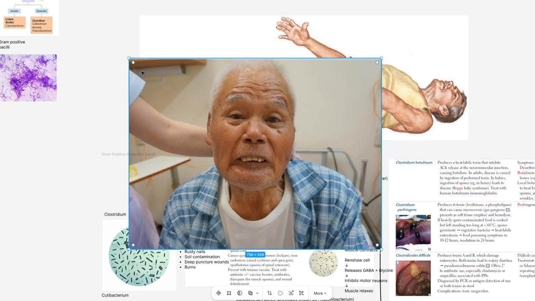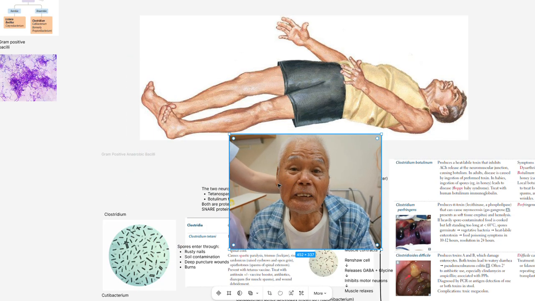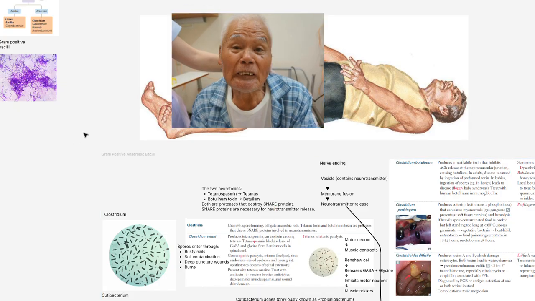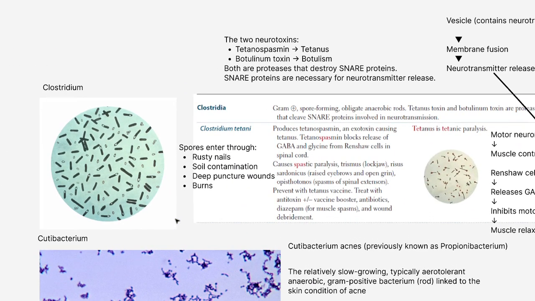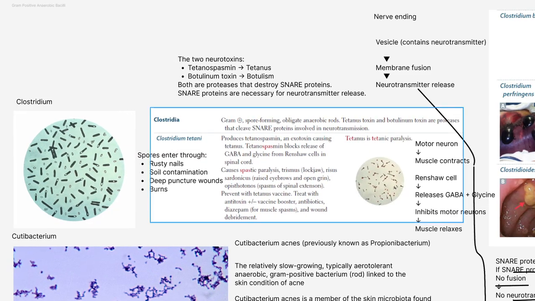And this is basically risus sardonicus, right? Can you see his eyebrows are raised? He has this creepy wide grin, right? Okay. Diagnosis is mostly clinical. There's always a wound and the person is not vaccinated.